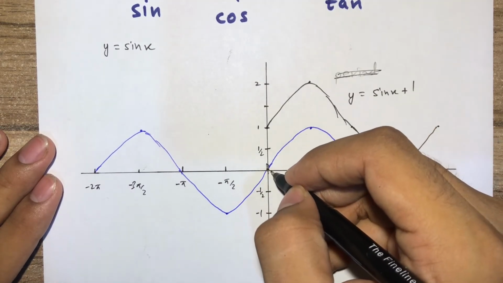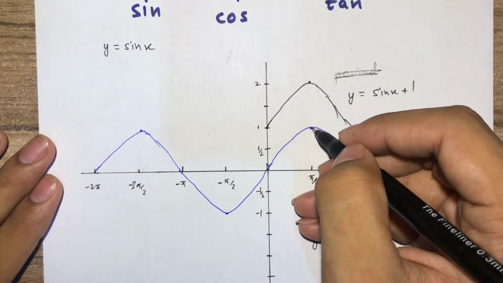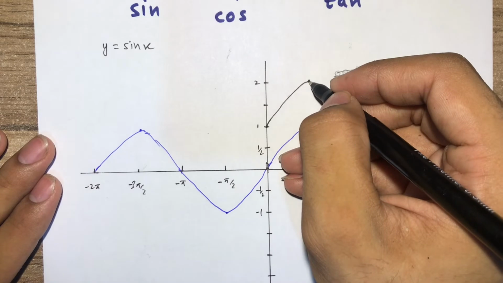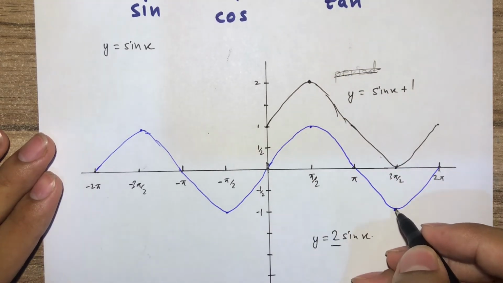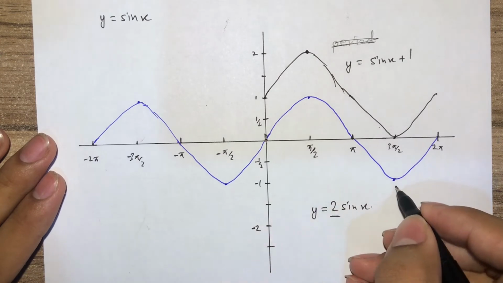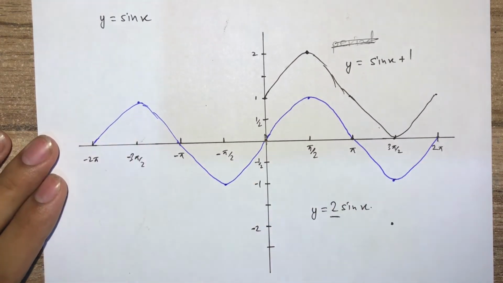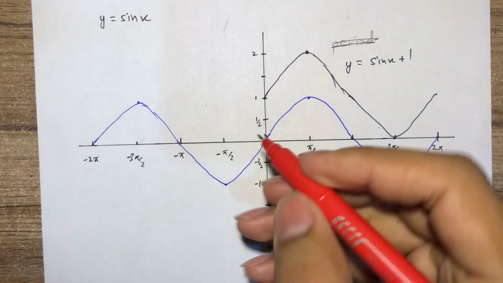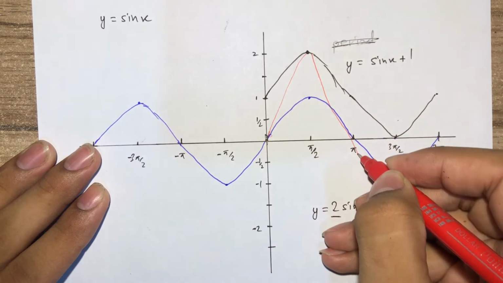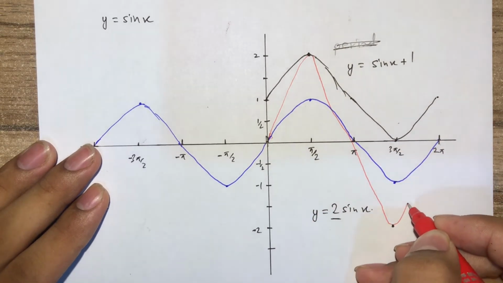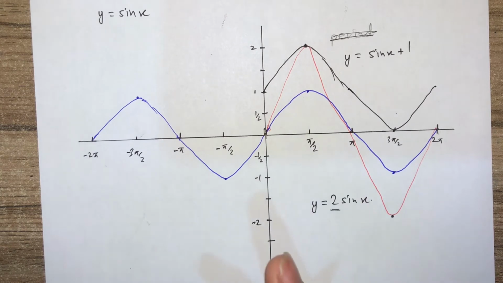This point has a distance of 0 from the x-axis, so this will remain over here. This is 1, so 1 times 2 will be 2. This is 0, it will remain here. This is negative 1. Negative 1 times 2 will be negative 2. This is 0, it will remain there, right? So sketch the graph for this. It will be like the graph has been stretched, right? So this is for y equals 2 sine x.